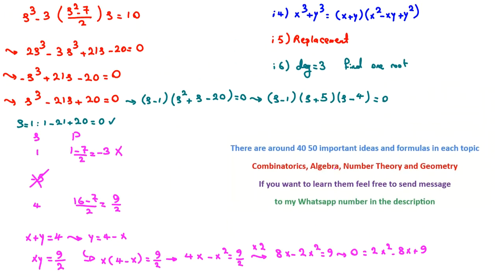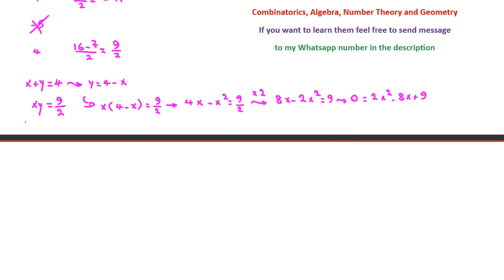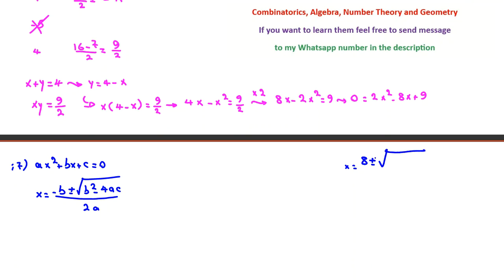Now identity 6, identity 7. For idea 7, we want to use the quadratic formula. If ax squared plus bx plus c equals 0, then x equals negative b plus minus the square root of b squared minus 4ac all over 2a. So here x will be negative 8 plus minus the square root of b squared, 64, minus 4ac, minus 4 times 2, 8. 8 times 9, 72.